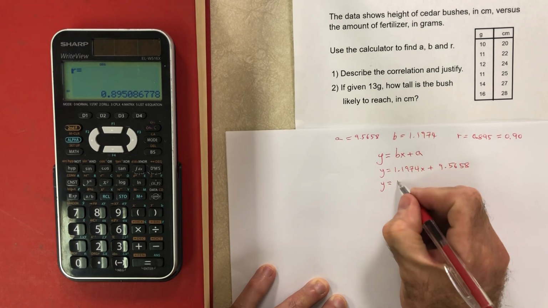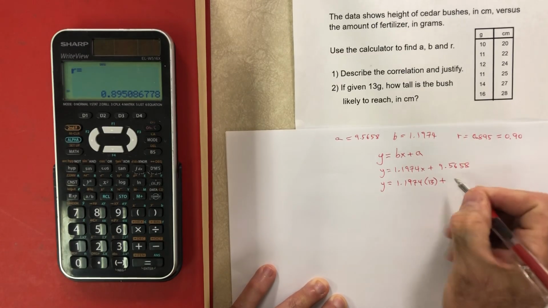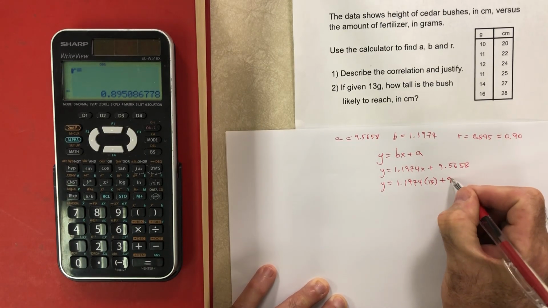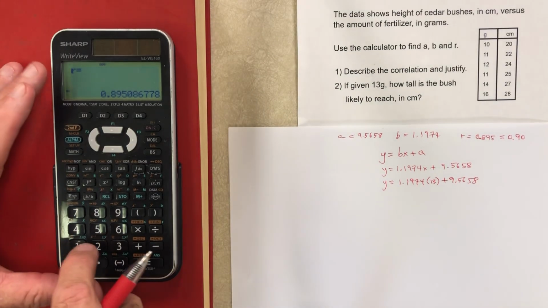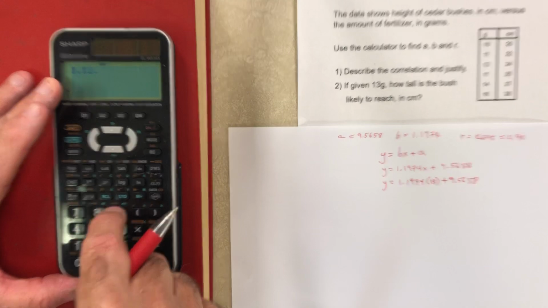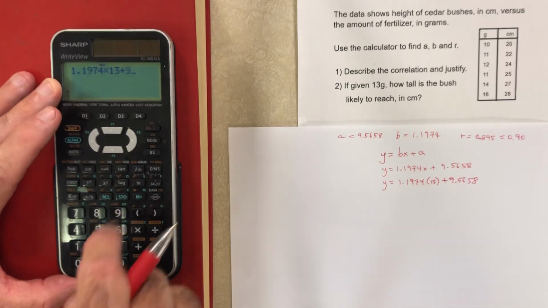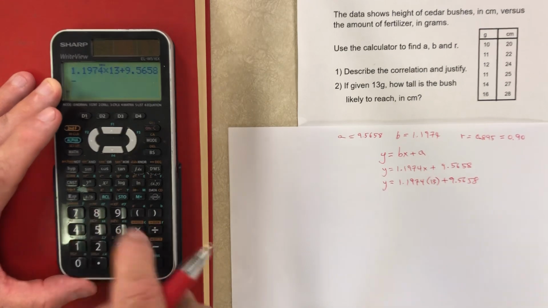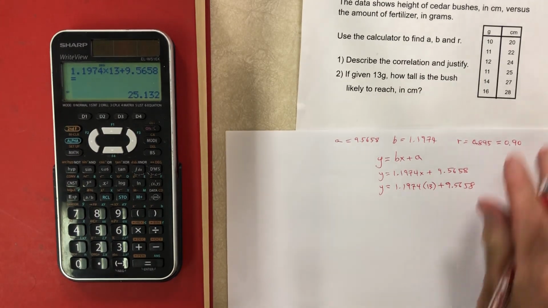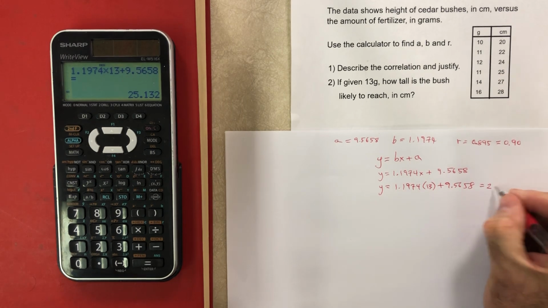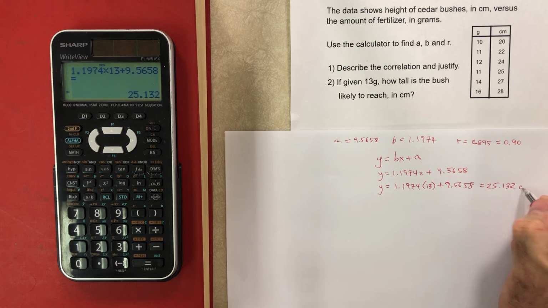I'm answering this question where we're plugging in an x of 13. So I replace the x with 13 in my equation, and then I simplify. 1.1974 times 13 plus 9.5658 equals, and I get an answer of 25.132. And that's a y coordinate, so it's going to have the unit centimeters.